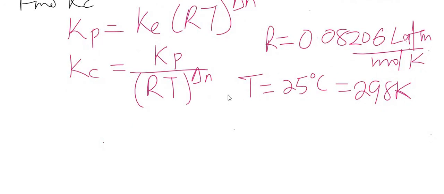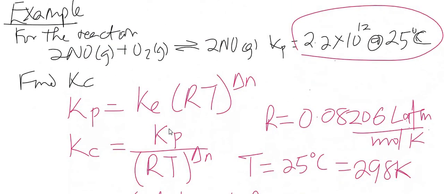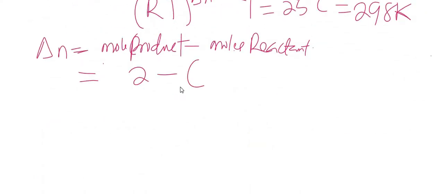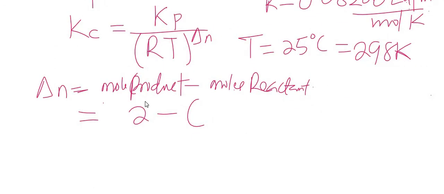Our delta N is going to be the number of moles of product minus that of the reactant. In the product we have 2 moles, and that gives us 2, right? Minus, how many moles do we have in the reactant? We have 2 of NO and 1 of oxygen. So that gives us a total of 3. So that gives us 2 minus 3, which gives us -1. Our delta N is -1.